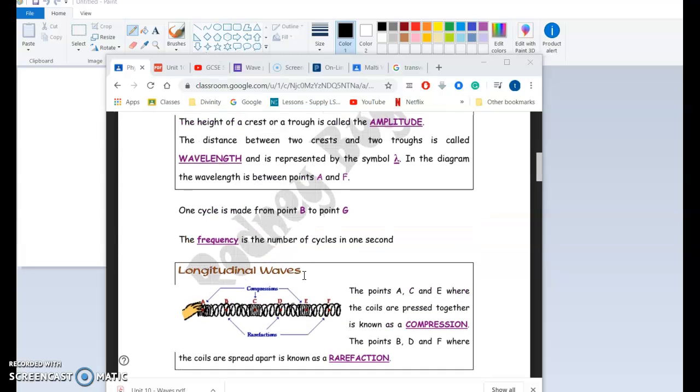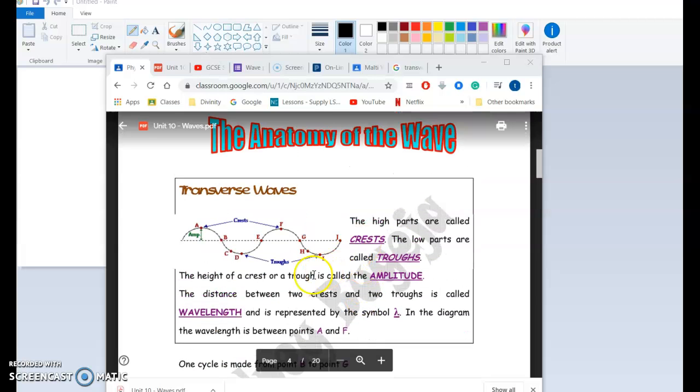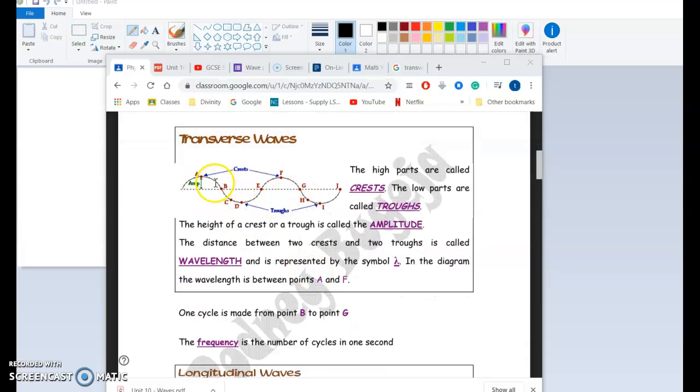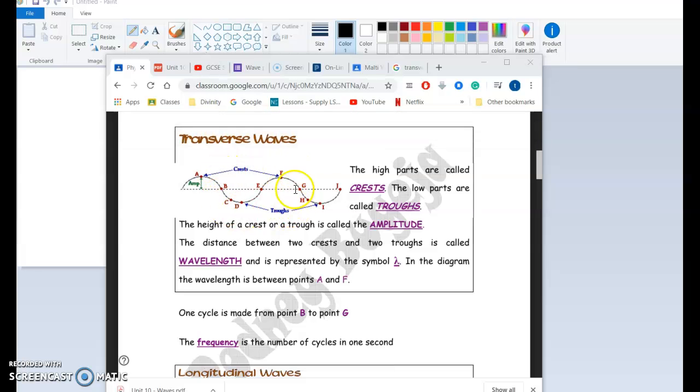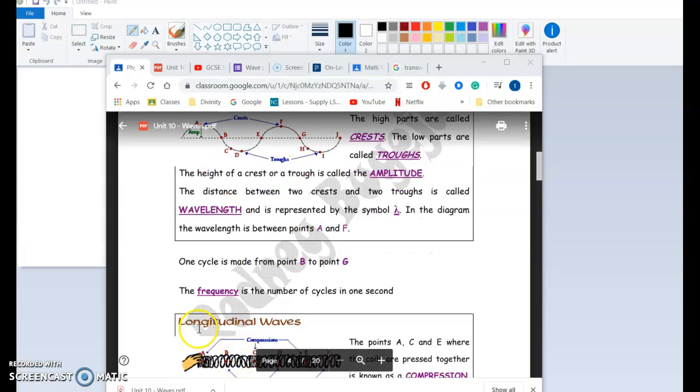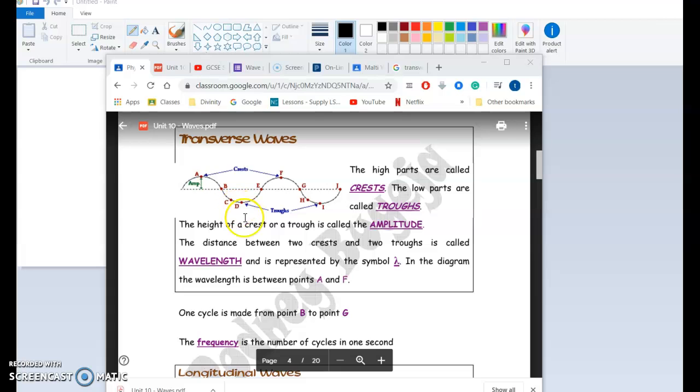So, now, the frequency is the number of cycles in 1 second. So 1 cycle is from point B to point G. So you have a whole wave over here. The frequency is the number of these that there are in 1 second, from point B to point G.